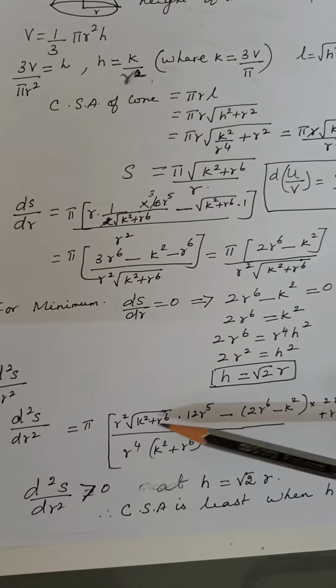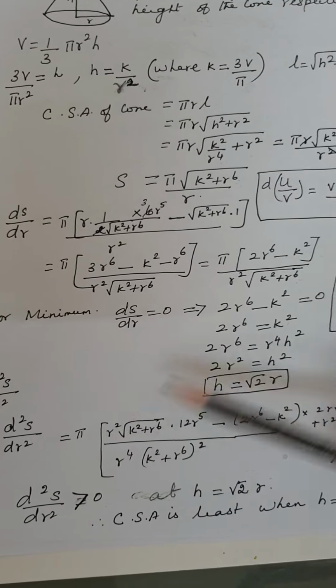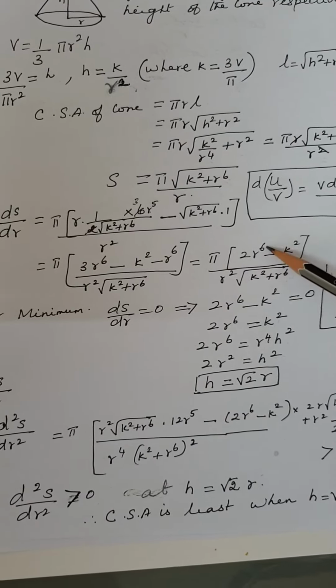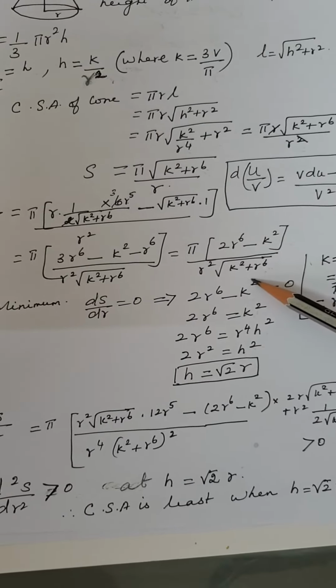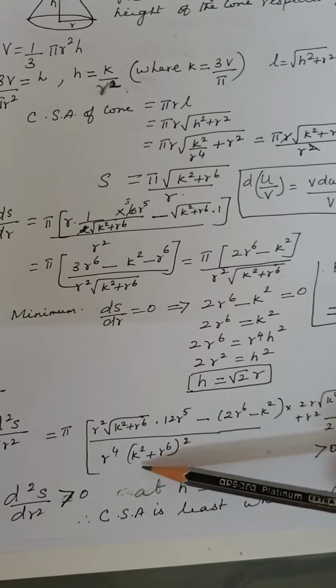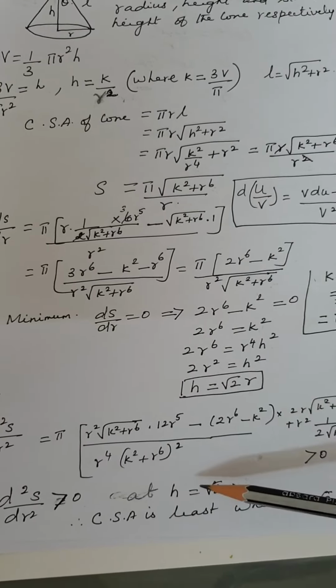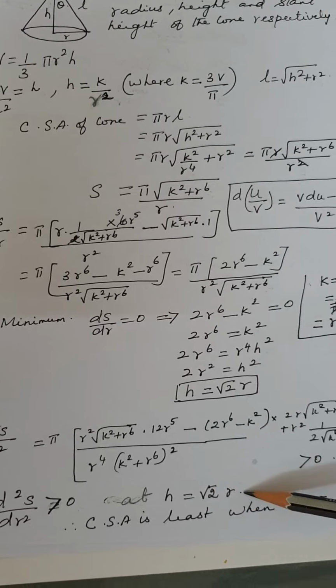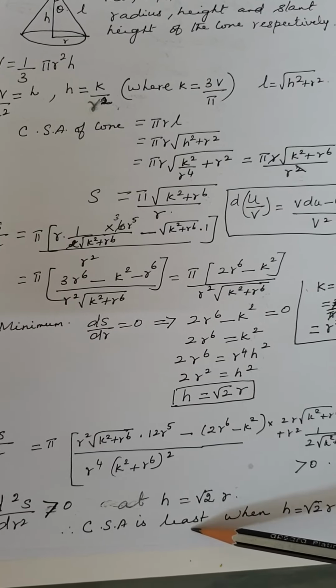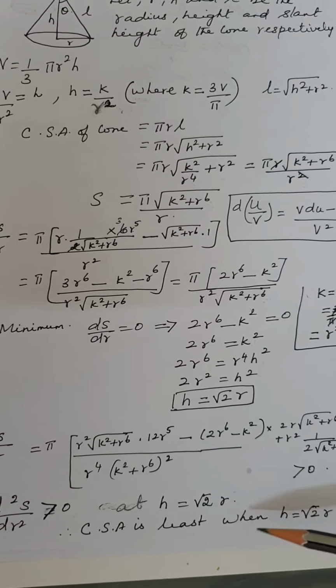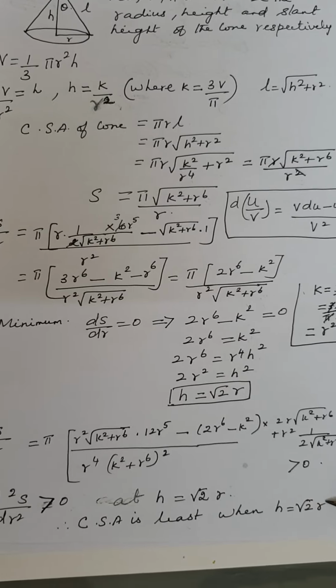Again find d squared s by dr squared. So this pi is constant. Again by the u by v method, when you differentiate, you get that value to be greater than 0 at h equal to root 2 into r. So, therefore, CSA is least when h is equal to root 2 into r.